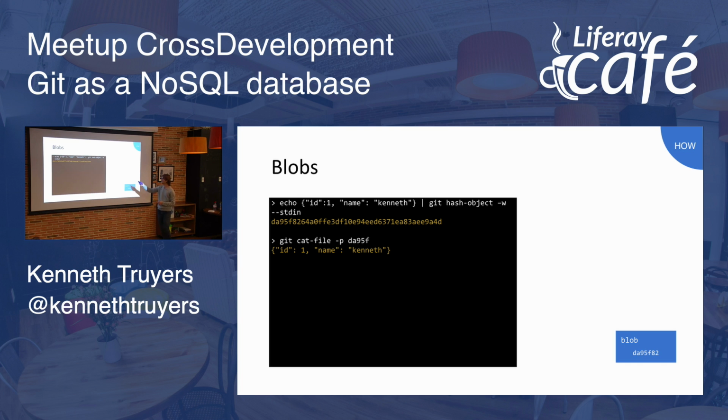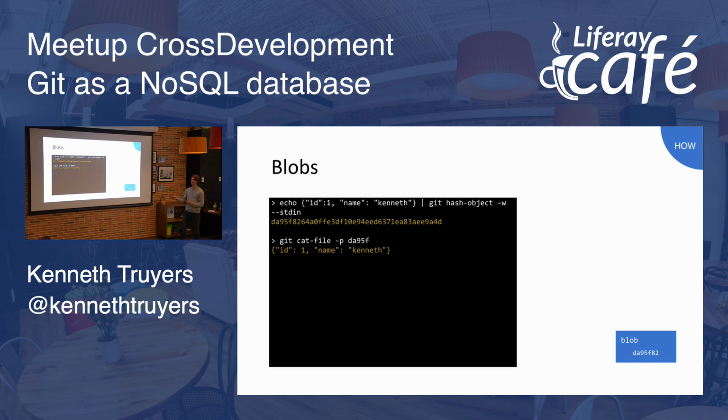The arguments you see there, -w, means that it has to write it to its database, and --stdin just says to take it from the input there instead of from a file. When I execute that command, I then have a blob, and I can read that blob back out by doing cat-file and then passing in the hash, or the short hash, the beginning of that one, and it gives me back my document.